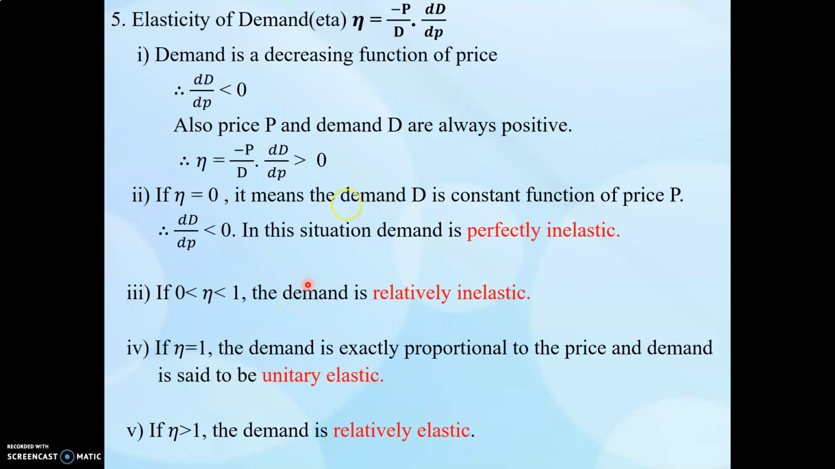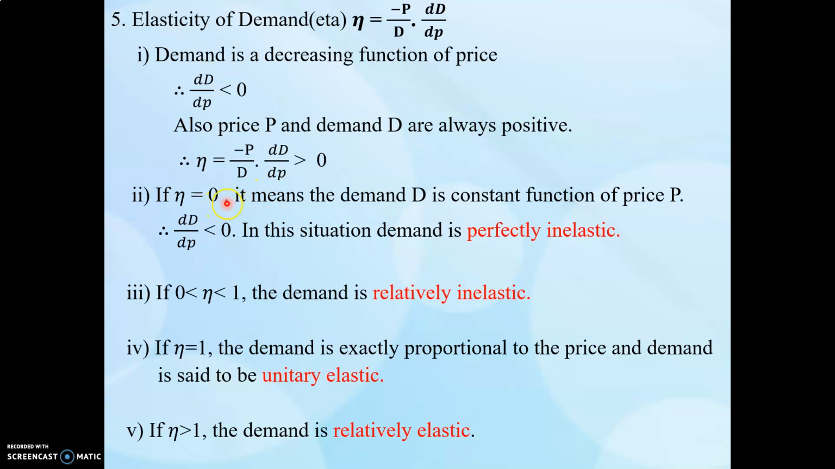Elasticity of demand eta is equal to minus P upon D into dD upon dp. Demand is a decreasing function of price. Therefore, dD upon dp is less than 0. Also, price P and demand D are always positive. Therefore, minus into minus will become positive. Eta is greater than 0.